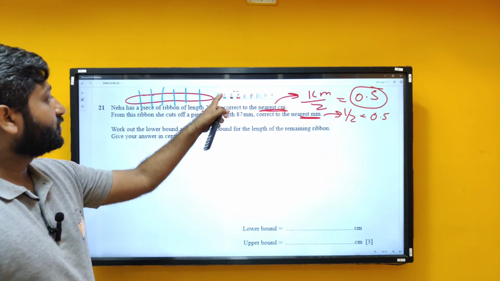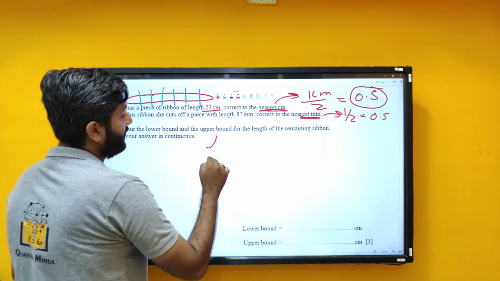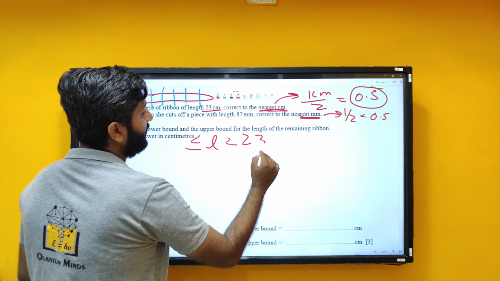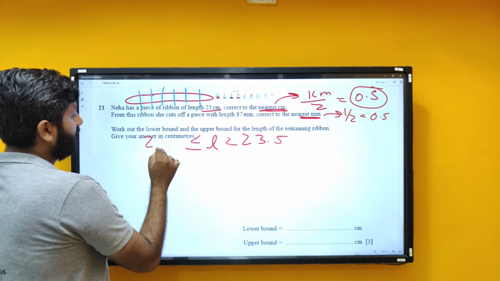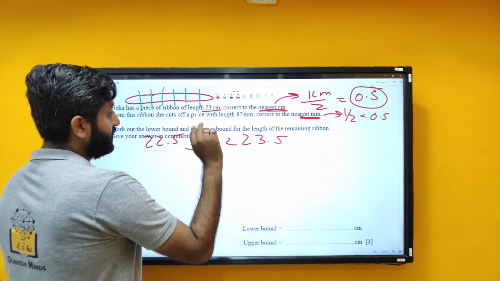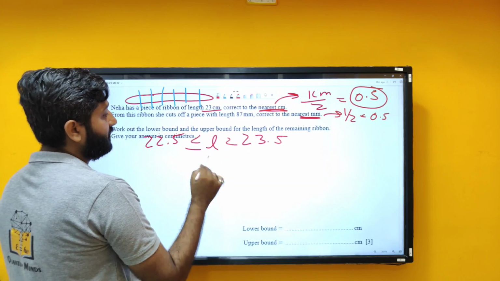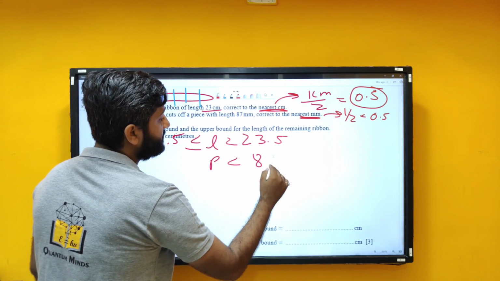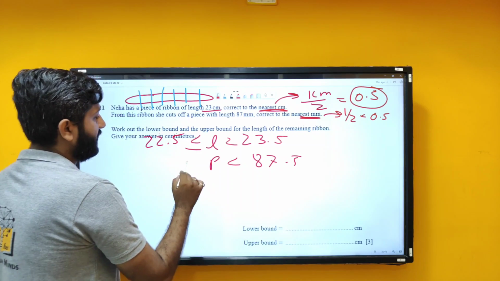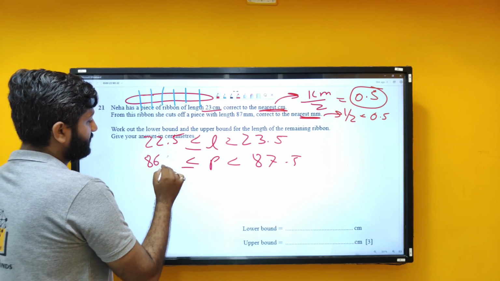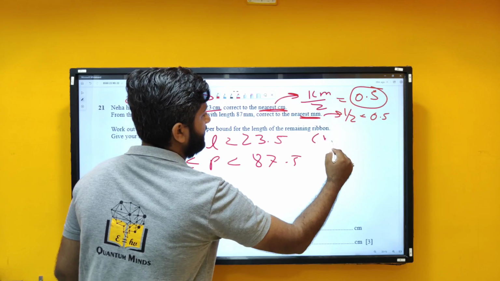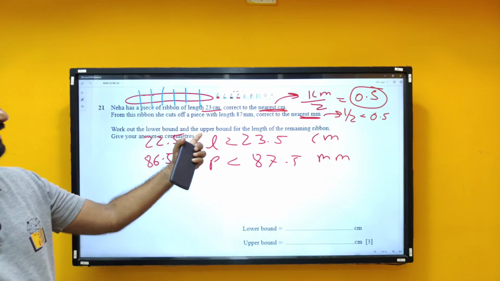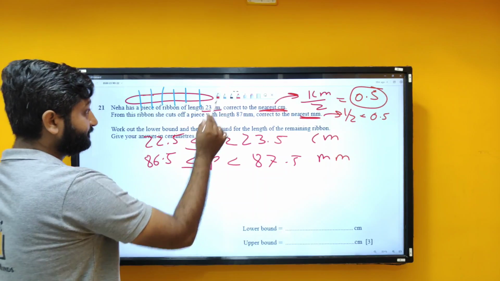Right. Okay. So first, the upper bound of ribbon will be 23.5 and lower bound will be 22.5. So now the length of piece of wire will be, upper bound will be 87.5 and 86.5. This is in centimeter, this is in mm. I'm supposed to find upper bound of length of the remaining ribbon.